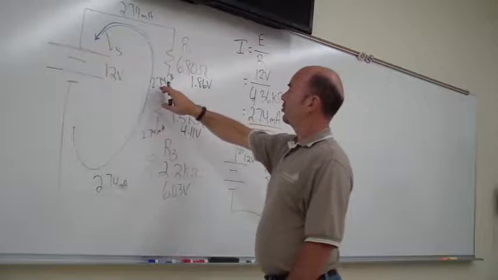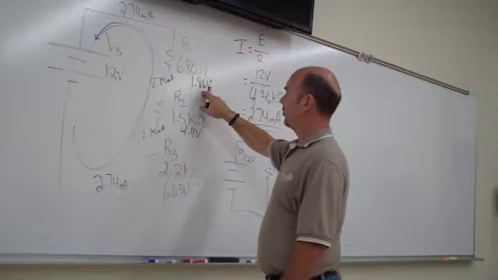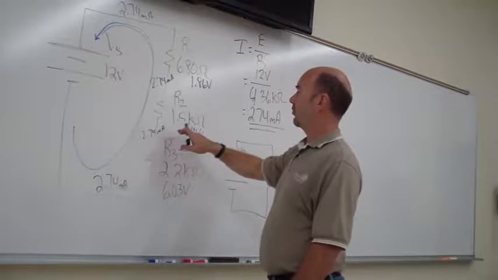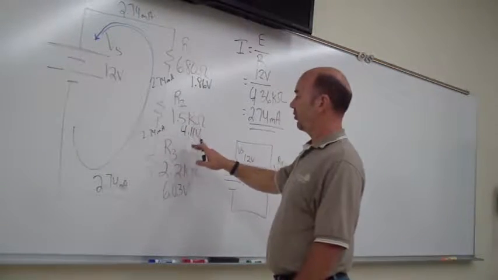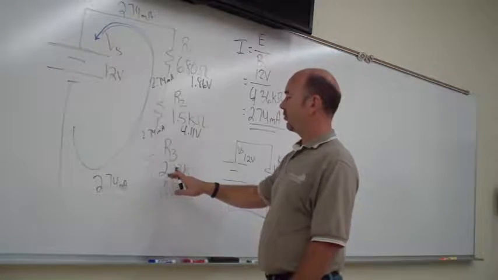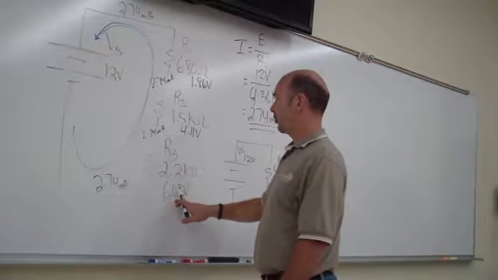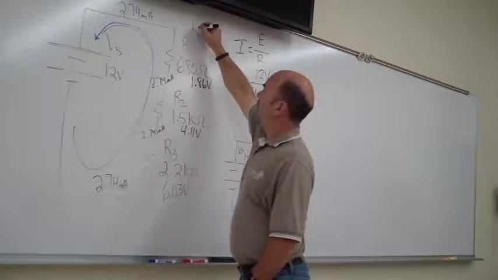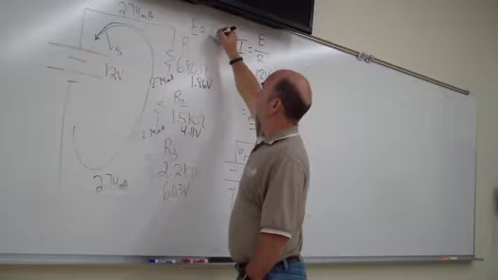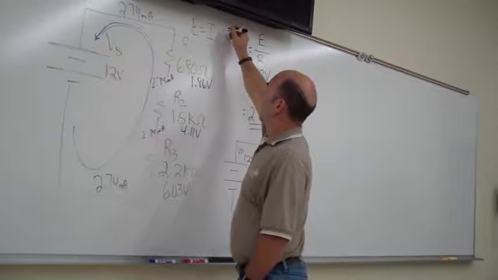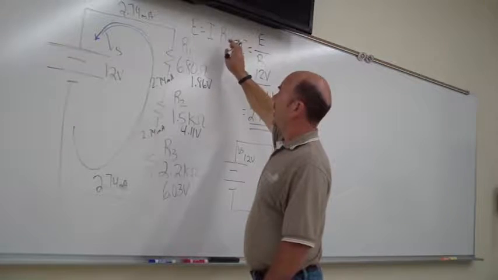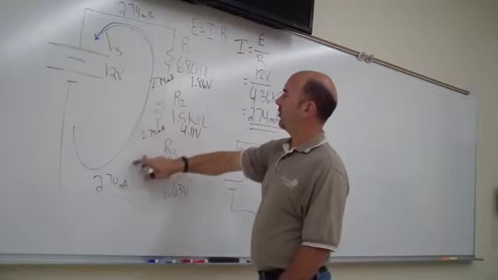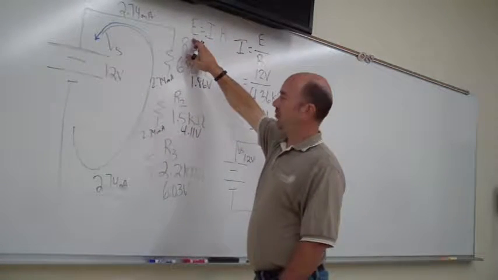680, 2.74 milliamps, 1.86 volts. 1.5K, 2.74 milliamps, 4.11 volts. 2.2K ohms, 2.74 milliamps, 6.03. What did we say when we talked about the voltages? What happens to voltage if current stays the same and the resistance changes? As the resistance increases and the current stays the same, that says the voltage must increase.